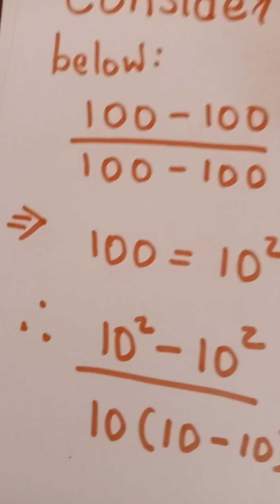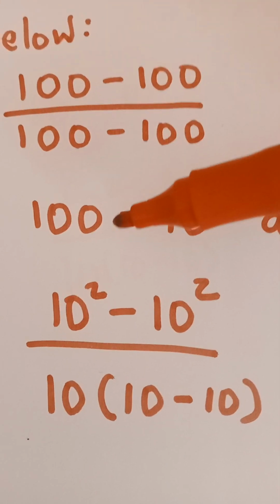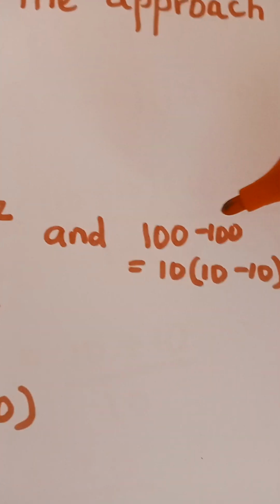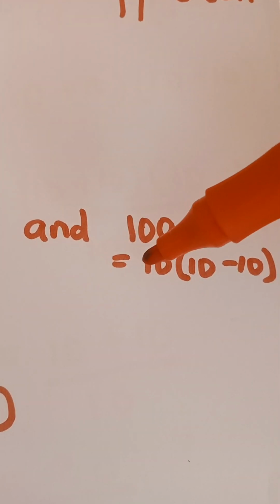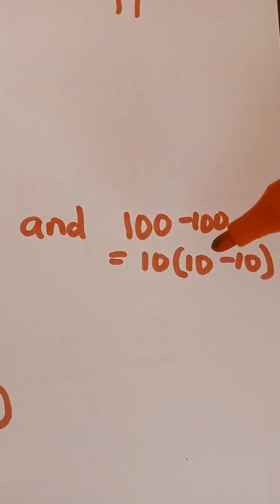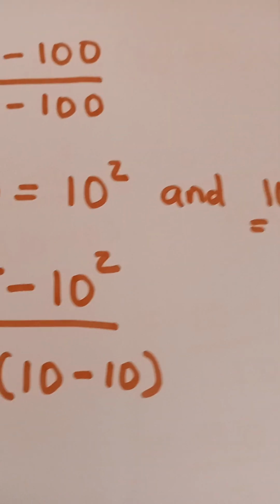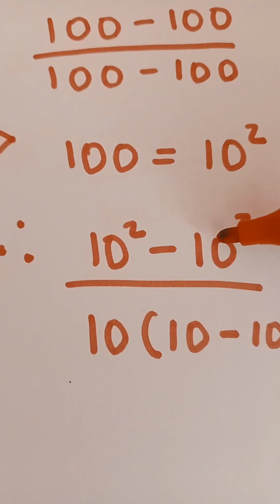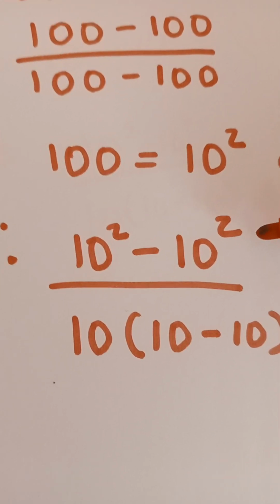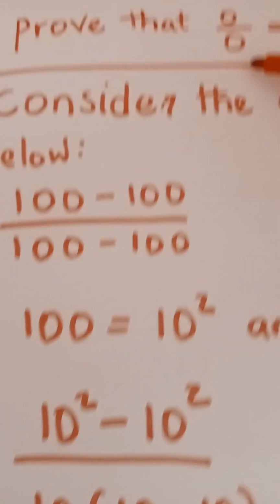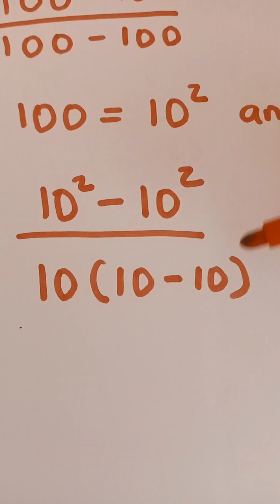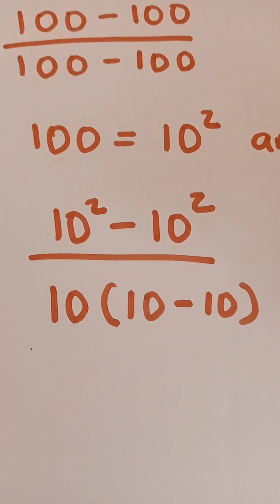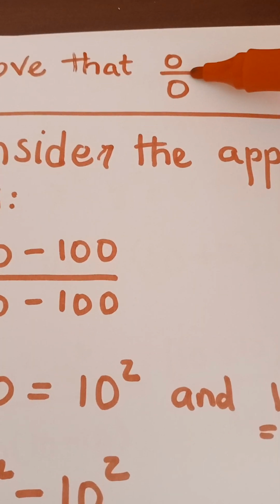But if you can recall, 100 can be written as 10 squared, and 100 minus 100 also, you can factor out 10 to have 10 into 10 minus 10. With that information, we take the numerator to be 10 squared minus 10 squared. If you want to find the value there, it will still take you back to 0. And the denominator, I factor out 10, I have 10 into 10 minus 10. It would still give you a denominator of 0.